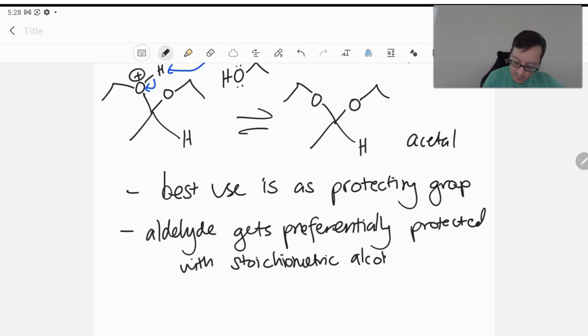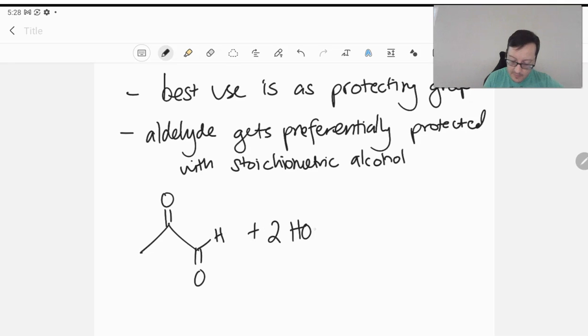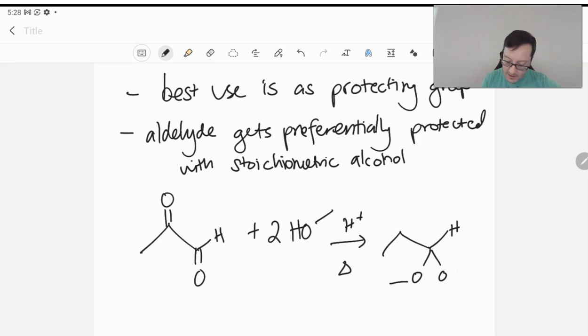So if you have a ketone as well as an aldehyde, for example, and you put this with exactly 2 moles of your ethanol, or whatever it may be. Let's use methanol this time, because why not? Put this with some acid and heat. We will preferentially, because the aldehyde is more reactive, have our ketone here, which now that our aldehyde is protected, we can go ahead and react our ketone. We can do whatever we need to do with our ketone and have that undergo some other reaction.